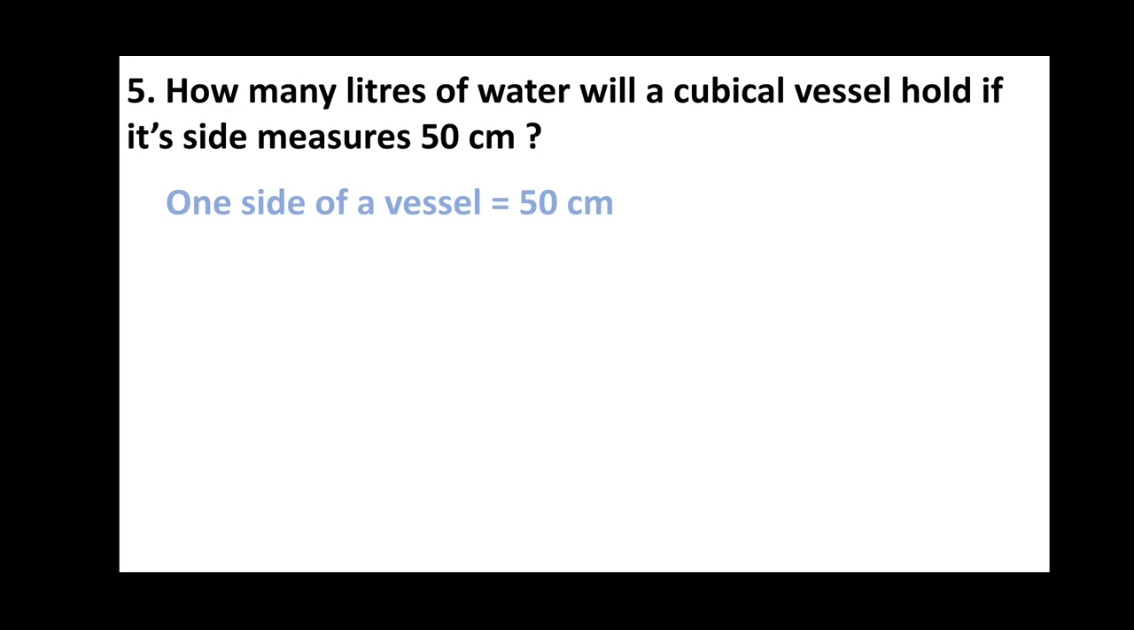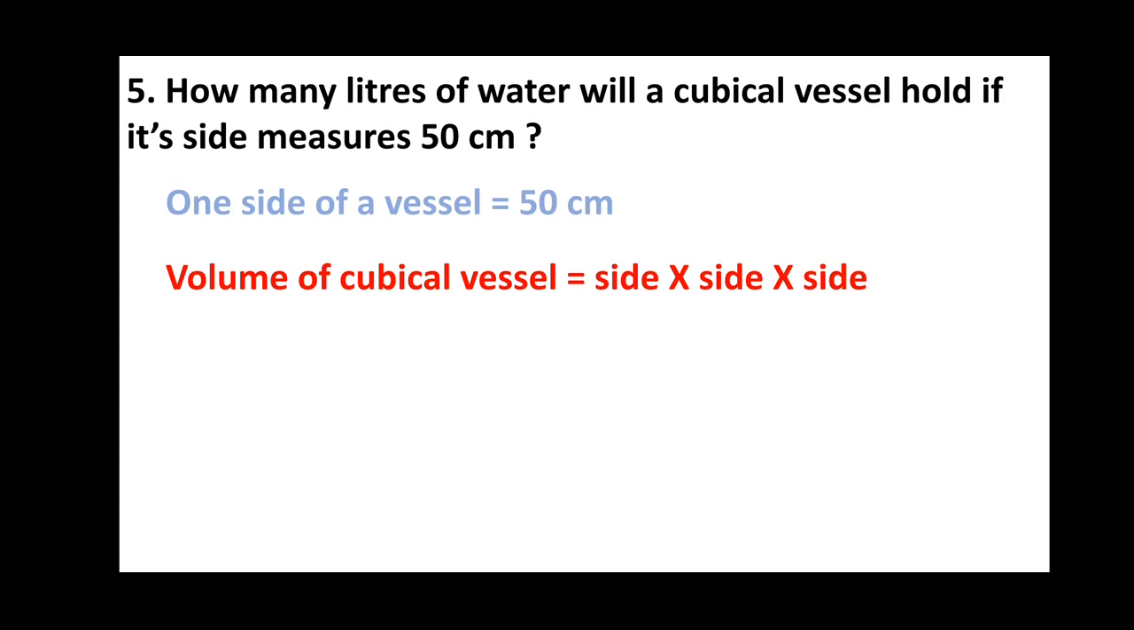Since it is a cubical vessel, the formula is volume of a cubical vessel is equal to side into side into side. Let us substitute the value, that is 50 centimeter into 50 centimeter into 50 centimeter. And we know that 5 fives are 25 and 25 fives are 125. That 125 we will write here, and there are three zeros. That three zeros we will write here, and the unit is centimeter into centimeter into centimeter, that is centimeter cube.